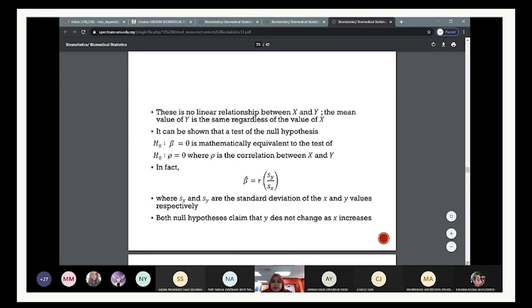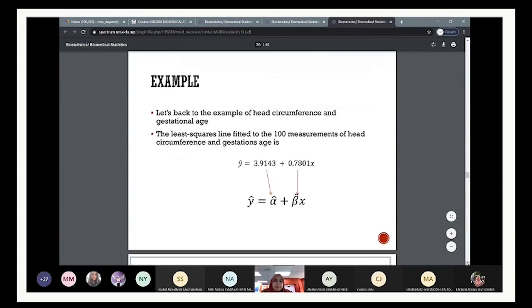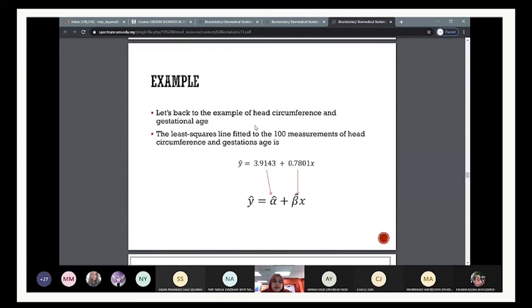Okay, let's see some example. Actually, it's much easier. Let's go back to the example of the head circumference. The least squares line is fitted on the 100 measurements of head circumference and the age of the baby. The y hat, this is the estimated alpha, and this is the estimated slope.